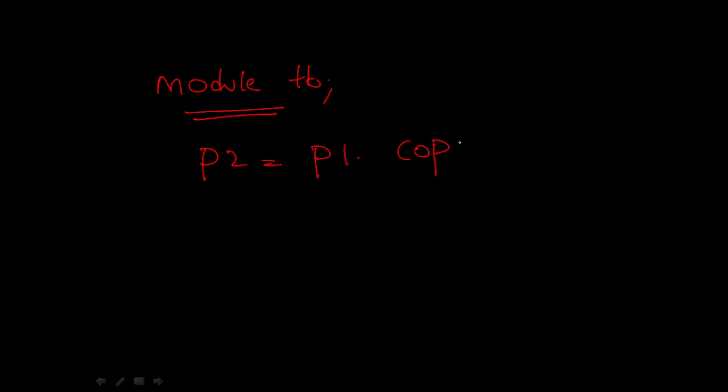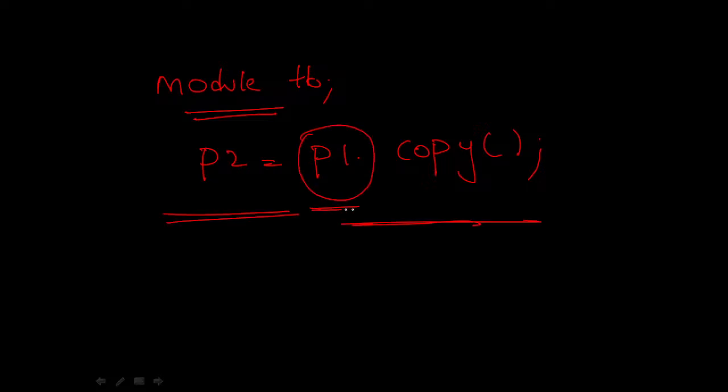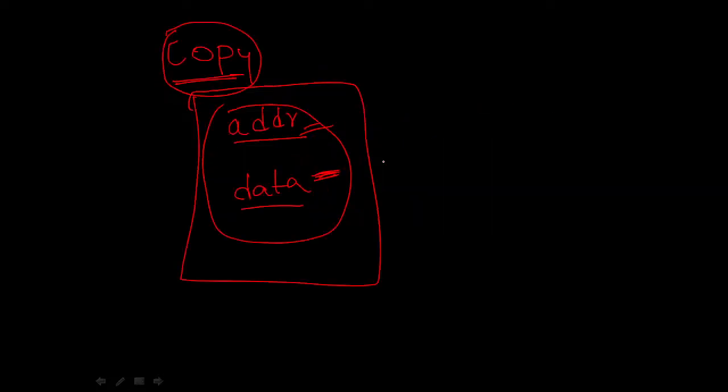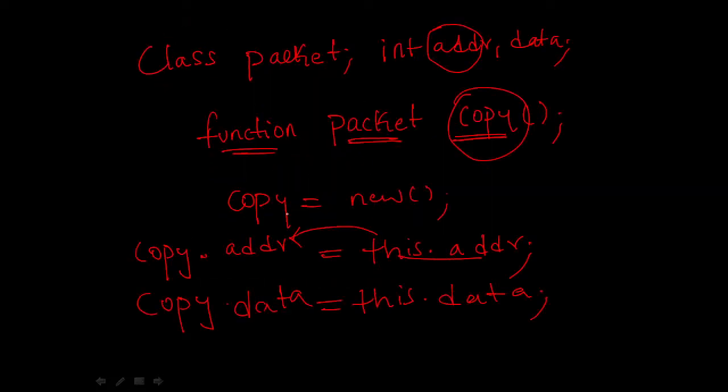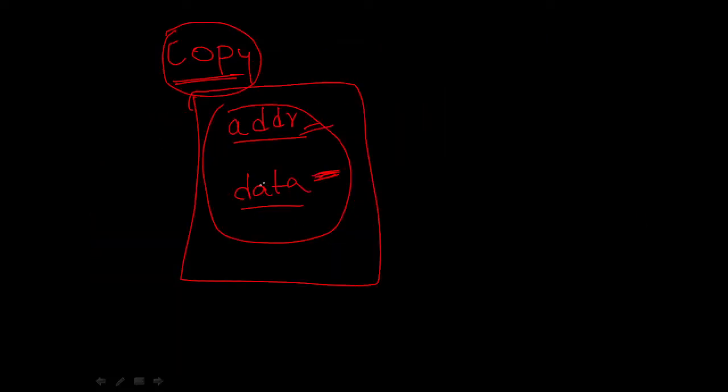And now what we are doing in module TB is calling p2 is equal to p1 dot copy. Then what happens is this p1 class handle will call the copy method which is present inside the packet class. So this copy method is being called, so an object is being created for this, and the data and the contents are being stored.